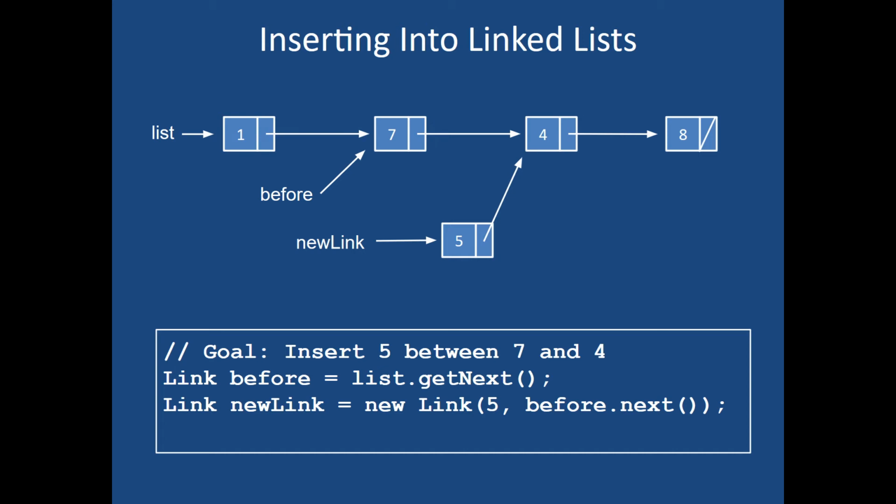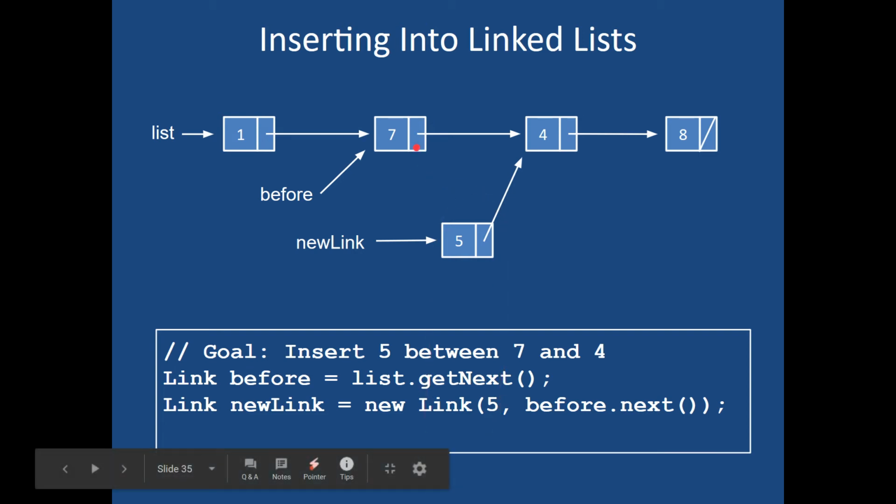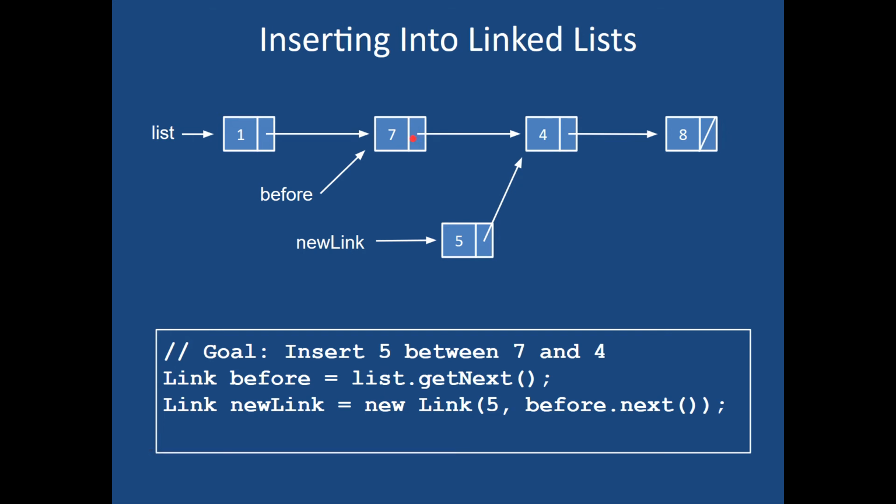Yeah? You have to connect 7 to 5. Okay, we need to connect 7 to 5. How do we do that? Could you do before equals new link? Well, changing before won't do anything. We need to change that 7 box. What do we need to do to the 7 box? Specifically, what do we need to put right here? Yeah? Set its next. Say it again. Set the next value to the new link you just created.